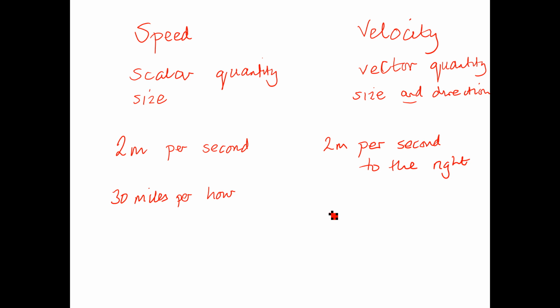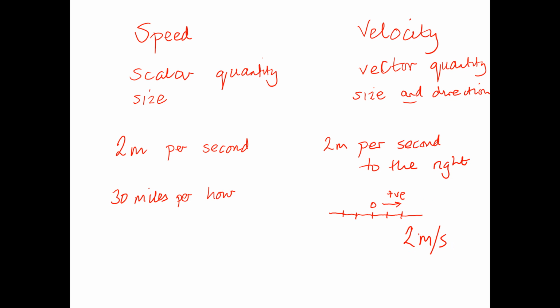So let's have our scale. I'm going to put a 0 in the middle here. 2 meters per second to the right. On our scale, that's over here somewhere. So 2 meters per second to the right. So that's our positive direction. So this will be 2 meters per second. Same units as before, 2 meters per second.